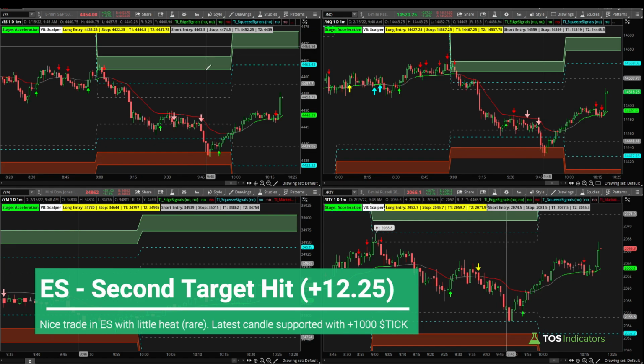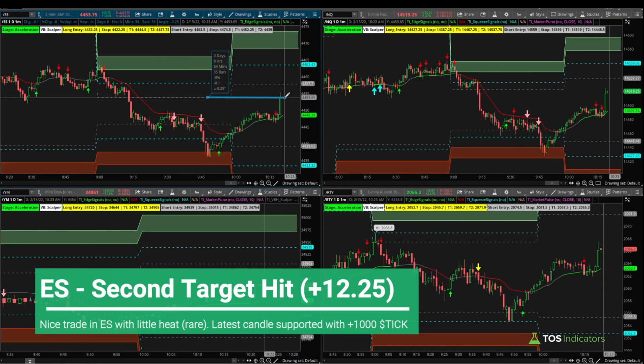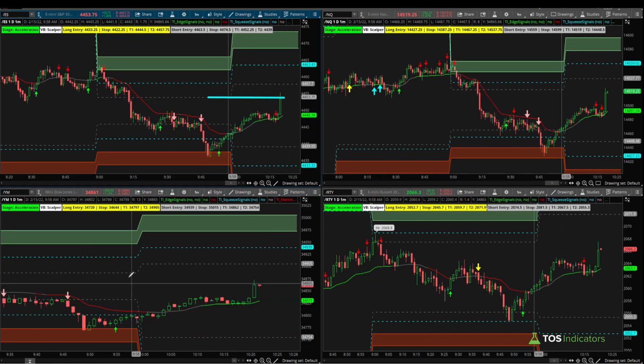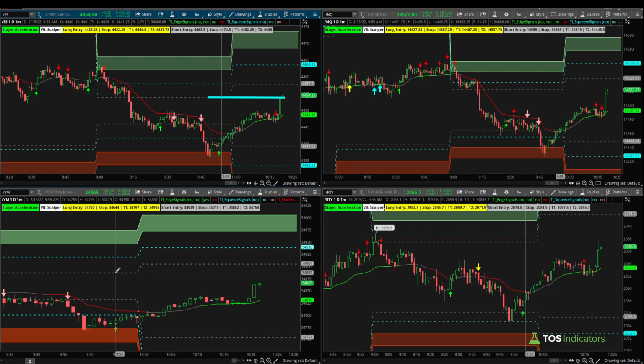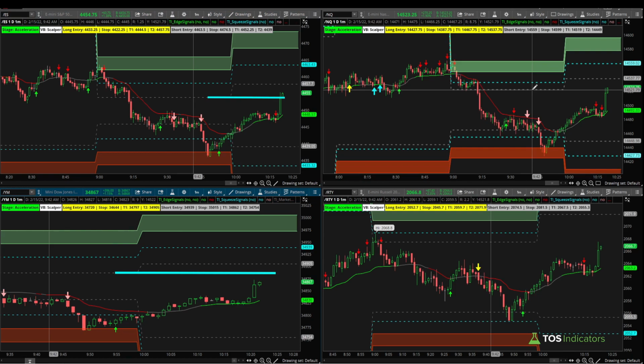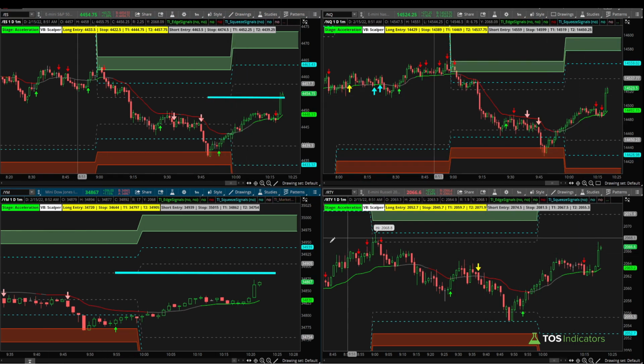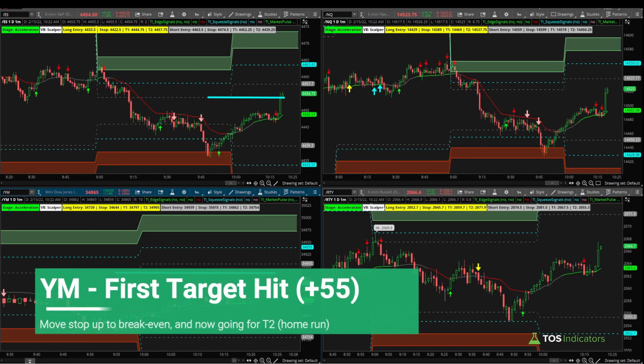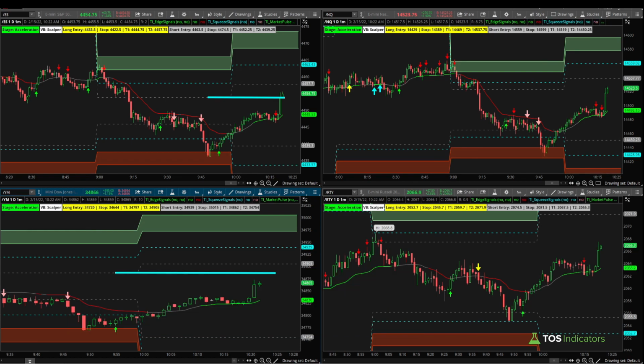Another update here, that latest candle was supported with the plus 1000 tick reading, and the S&P hit its second target. So that was a plus 12.25 on the second contract. The Dow, with that same plus 1000 tick reading, has also hit its first target, and we're now making our way to the second target with the break-even stop, similar to what we did in the S&P. So this hopefully gives you an idea of how the trade is shaping up.